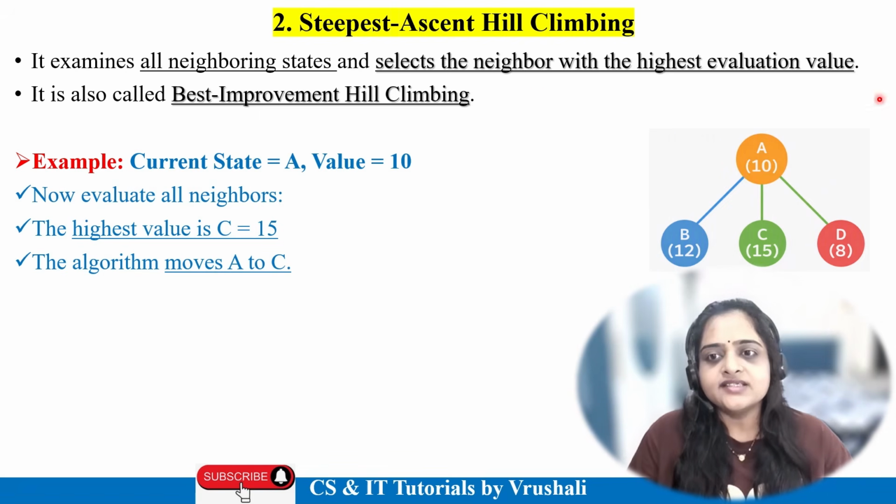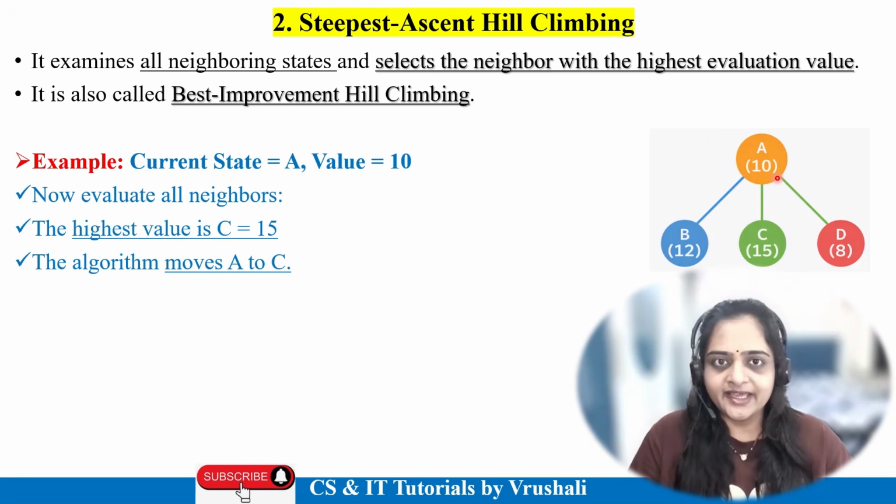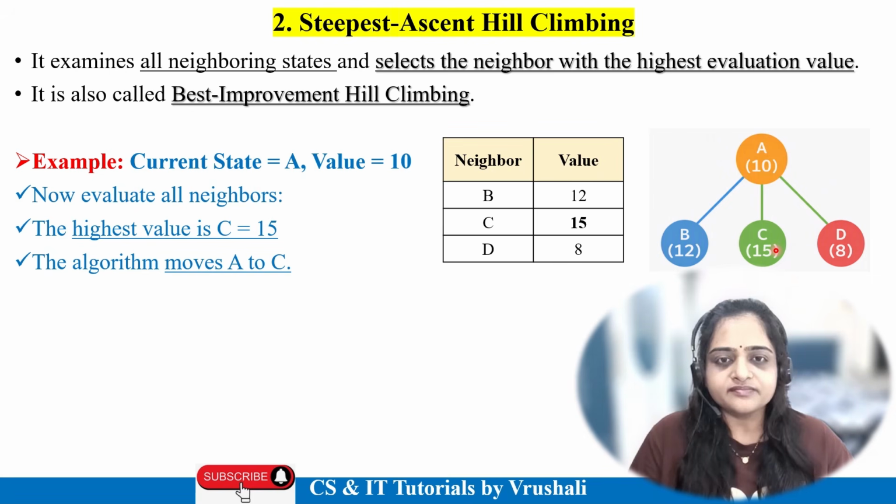See here, the same tree data structure is there. The current state is A and the value of A is equal to 10. So the steepest ascent hill climbing algorithm explores all the neighboring nodes like B, C and D. Then it checks which one has the highest evaluation value among 12, 15 and 8. Which one has the highest evaluation value? 15. So that's why the algorithm moves from A to C, which is the better state, right?